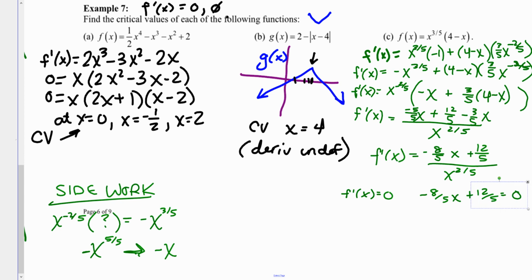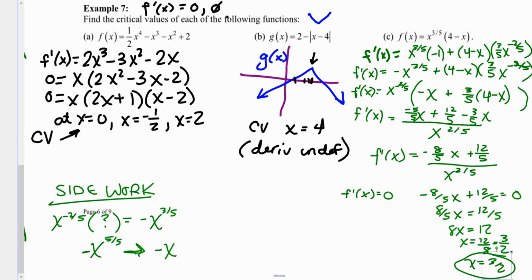So then I can just move this 8/5 x to the other side, multiply both sides by 5, and then 12 divided by 8 can be reduced. Divide them both by 4, so you get 3/2. So x equals 3/2 is a critical value.